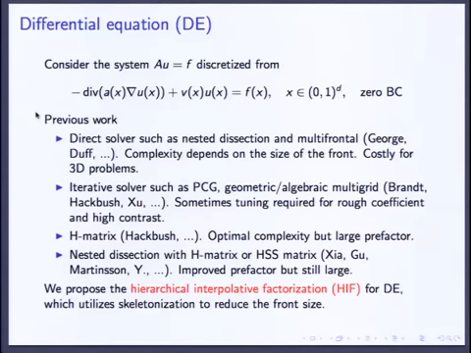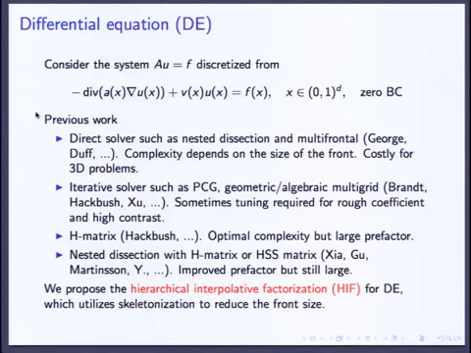Another class of methods targeted at this equation is the so-called H-matrix methods developed by Hackbusch and his colleagues in Germany. These methods have optimal complexity, meaning that if you work with a matrix with n degrees of freedom, these methods typically finish in n log n or n log squared n steps. So this is a very efficient method in theory, but in practice, some of the prefactors and constants of these methods are pretty large.